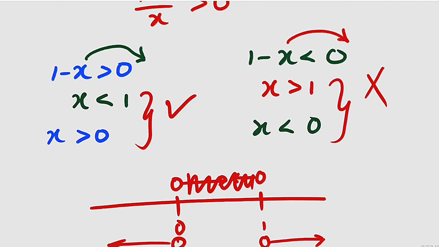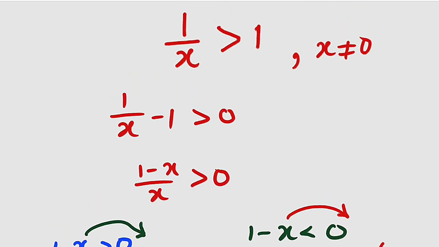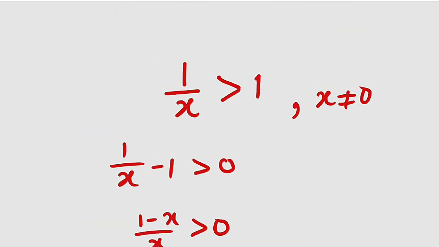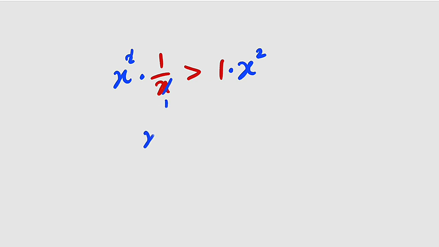And let me show you another approach, which I think is the simplest one. Since x squared is always positive, we can multiply both sides by x squared. So 1 divided by x greater than 1. Let's multiply both sides by x squared. So this is x squared. This is also x squared. 1 x will cancel 1 x here. So we have x greater than x squared.